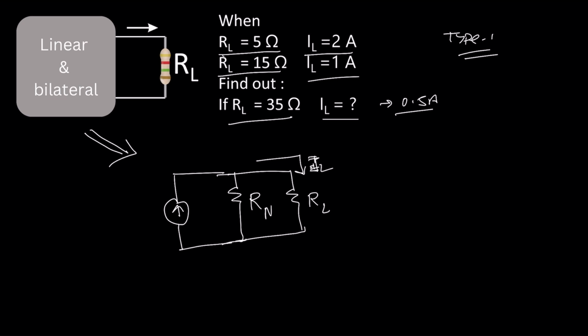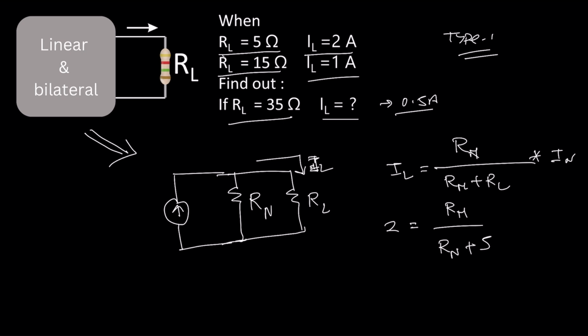By the current division rule, we can write the load current IL equals Rn, the opposite resistance, divided by the total resistance Rn plus RL, into IN. Here they provided that if RL is 5 ohm, then the load current is 2 ampere. Then we can write 2 ampere equals Rn divided by Rn plus 5, into IN. This will be equation 1. Another equation will be 1 equals Rn divided by Rn plus 15, into IN.